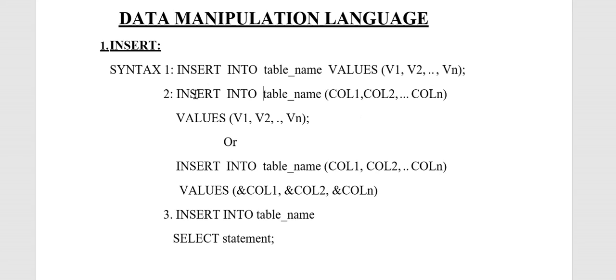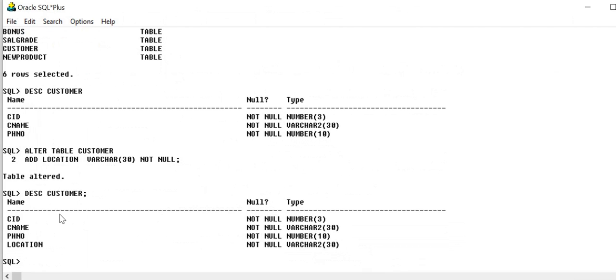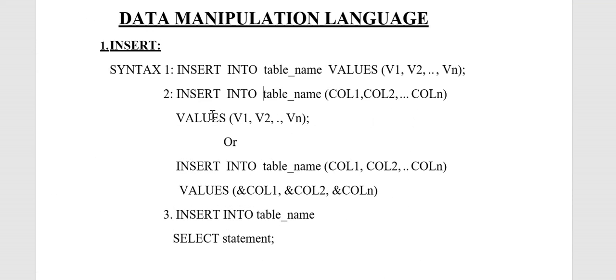Otherwise, we can enter the values in a different way. That is insert into customer, our table name. Now we are taking the table as the customer table. So insert into customer, with the columns as we know: customer ID, comma, CNAME, comma, phone number, comma, location. Then we close that bracket and enter the values. Again open the bracket and values: customer ID, customer name, phone number and location, close. Otherwise, we can enter in another way also.